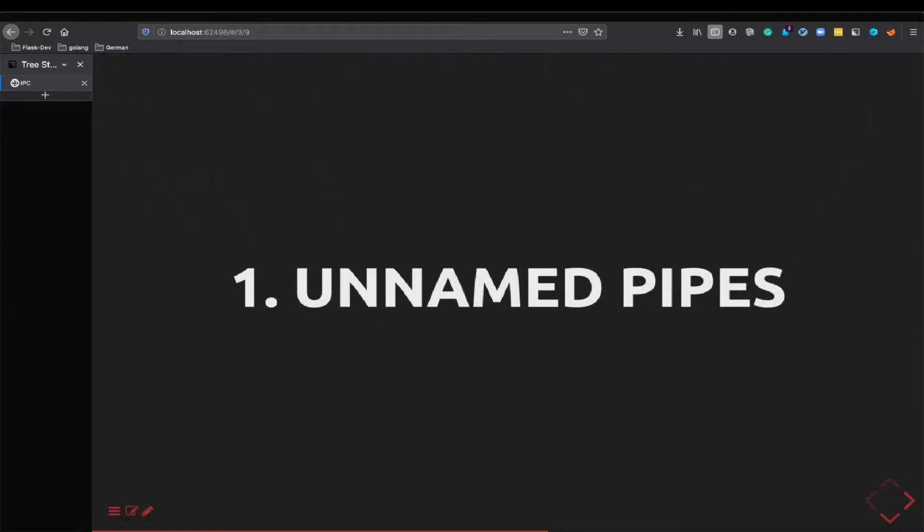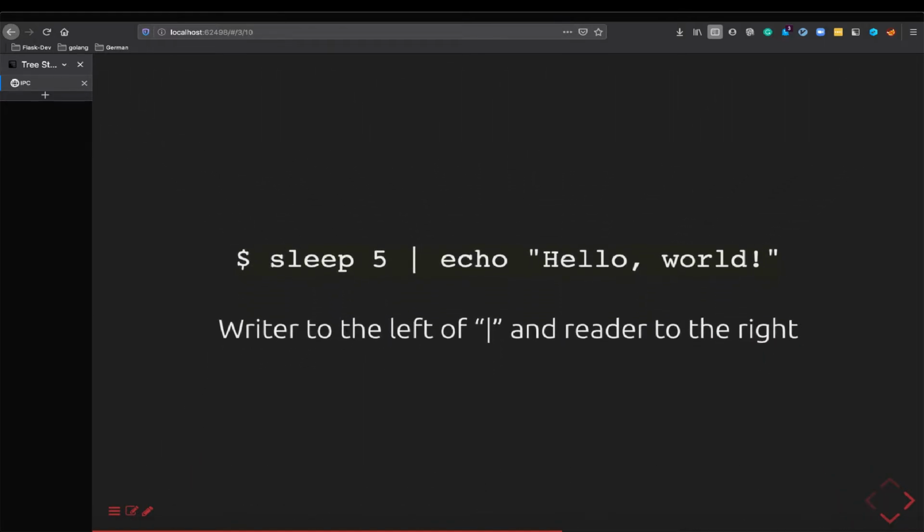There are again different types of pipes here. The first one that we're going to explore is called unnamed pipes. Okay, and I have a small demo here. So it would be good if you are on your computers and if you can open up your terminals and do this along with me.